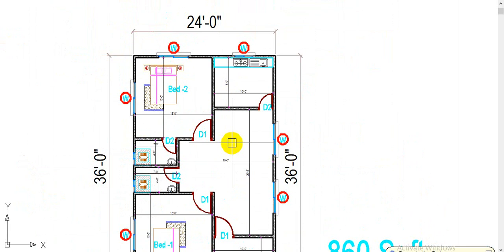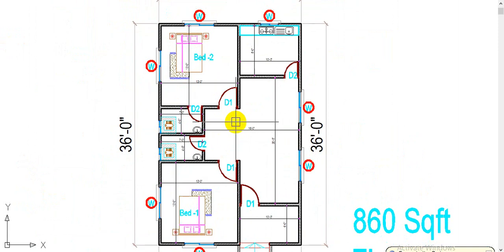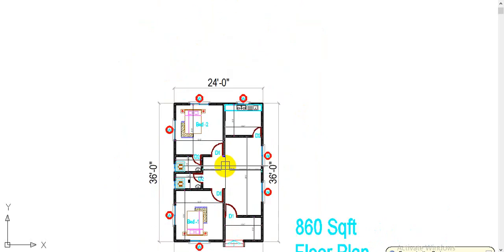Why I'm telling again and again one story is for understanding that multi-story and one story are quite different, and foundation and many things depend on it. That's why I try to say the same thing again and again.